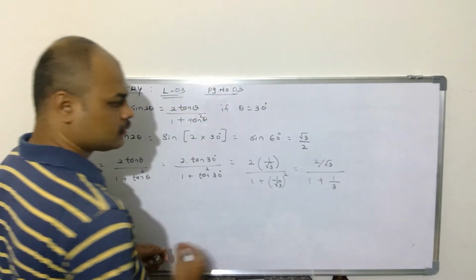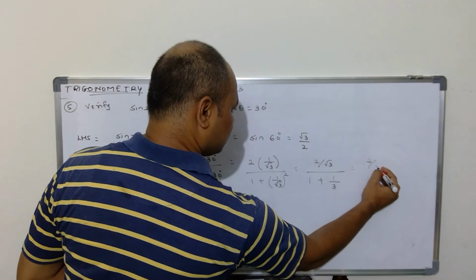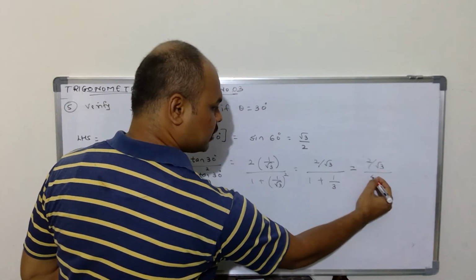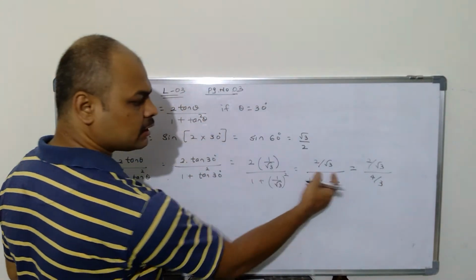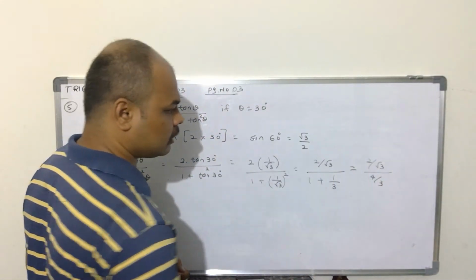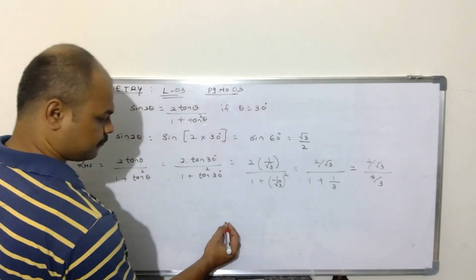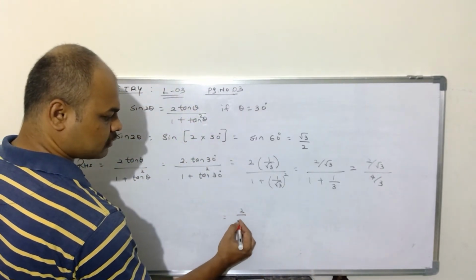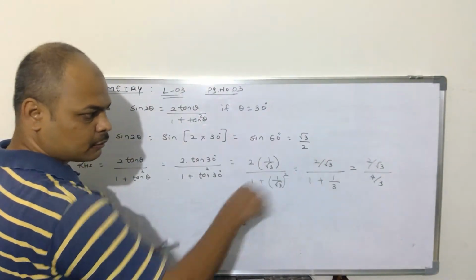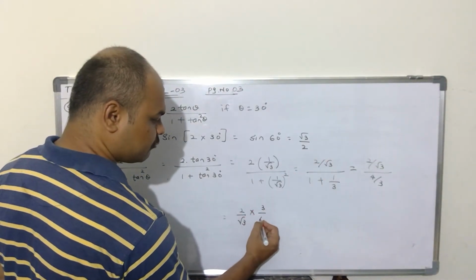Keep the numerator same. Take LCM, so that should be 4 upon 3. Don't add 1 and 1, okay? Take LCM, so that will be 4 upon 3. Now the further part. This is 2 by root 3 multiplied by the reciprocal, so that should be 3 upon 4, right?